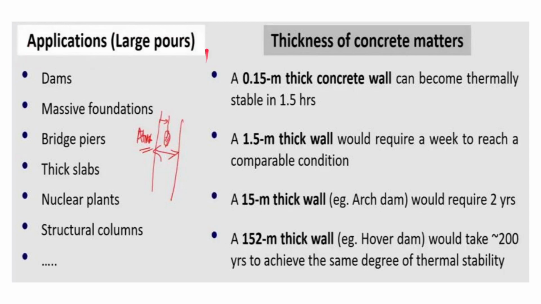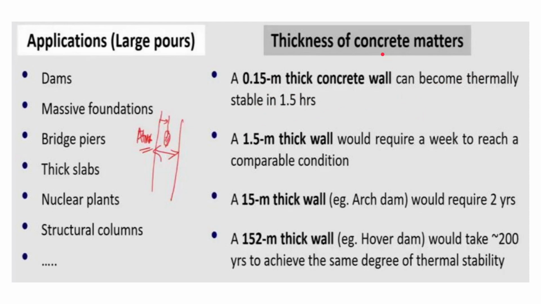So what are the applications of large pours, as we discussed briefly? We have found that large mass concreting or large pours are used in dams, massive foundations, bridge piers, anchors, thick slabs, nuclear plants, and structural columns. All involve large pours, with small differences, but all come in the category of large pours. Now, as I told you a few slides back, the issue of thermal stability is important, and so is why the temperature should be low.